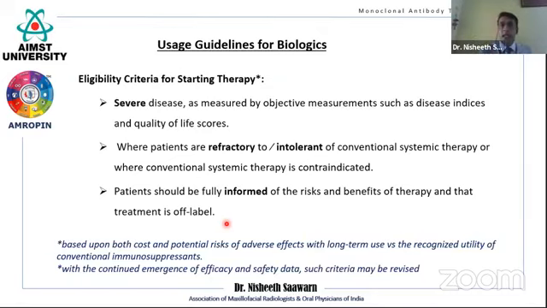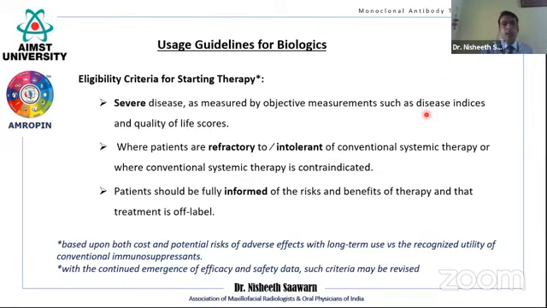They are indicated only when there is a severe disease, as measured by the objective measurements of the disease. For many diseases there are scores 1, 2, 3, and when we say that your score is within 5 or 7, they are considered mild, moderate, or severe. So they are mostly recommended only for severe diseases, by the objective and subjective measurements of the disease.